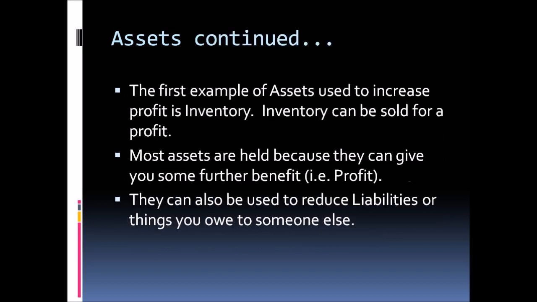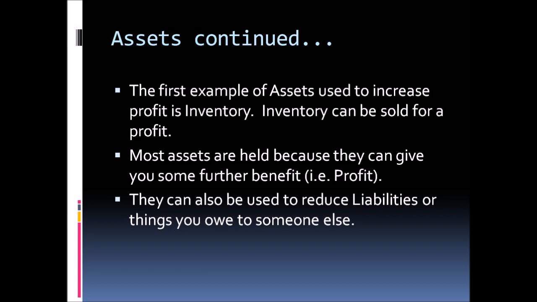One example of assets that can be used to increase profit is inventory, because inventory can be sold for a profit. So an example of inventory is if you're an office supply business, you might have an inventory with paper, with staplers, with pens. All of these can be sold within your business for a profit. Most assets are held because they can give you some further benefit down the line, i.e.